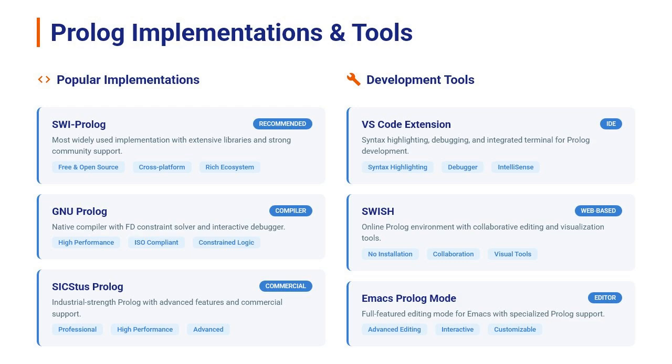For development tools, the VS Code extension provides syntax highlighting, debugging, and IntelliSense for Prolog. SWISH is a web-based Prolog environment that requires no installation. Emacs Prolog Mode offers advanced editing features for Emacs users. Most implementations also provide interactive development environments with debuggers, tracers, and profilers.